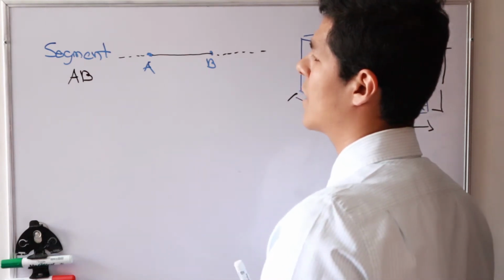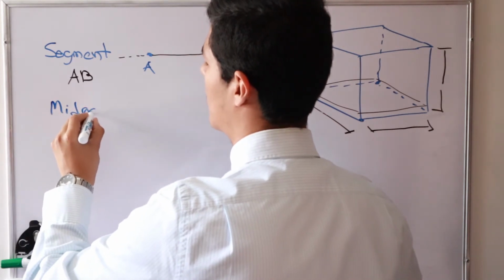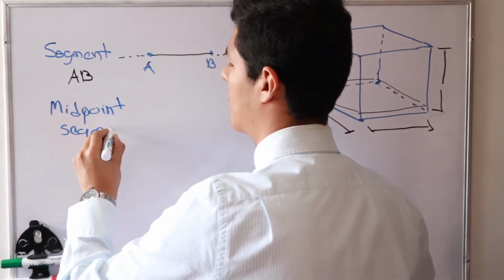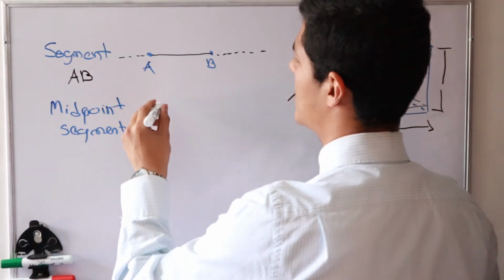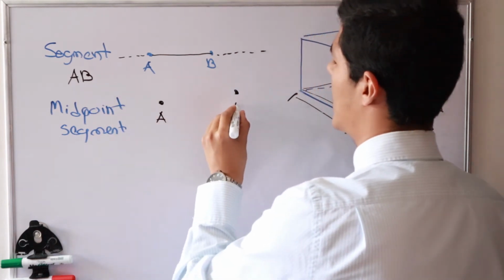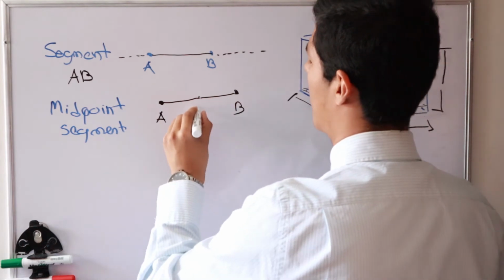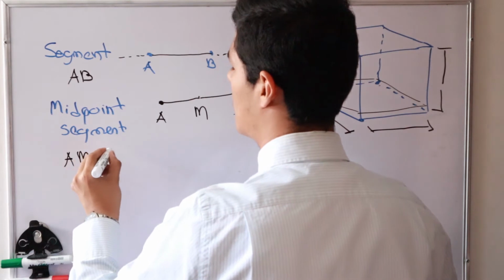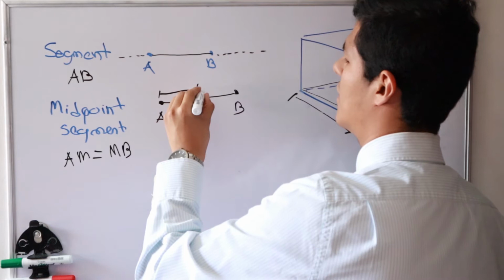And the midpoint of a segment would be the point of this segment between A and B such that the segment AM equals the segment MB as a distance. So this distance equals this.